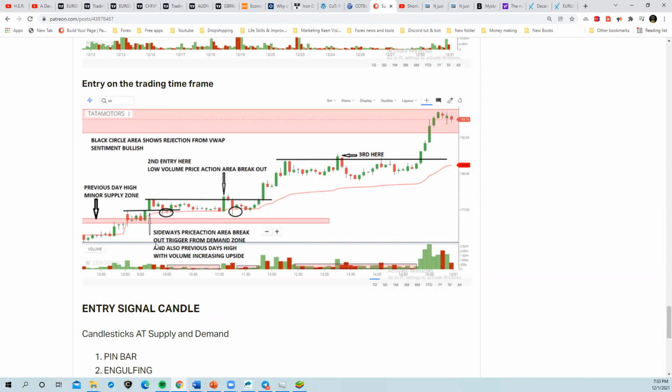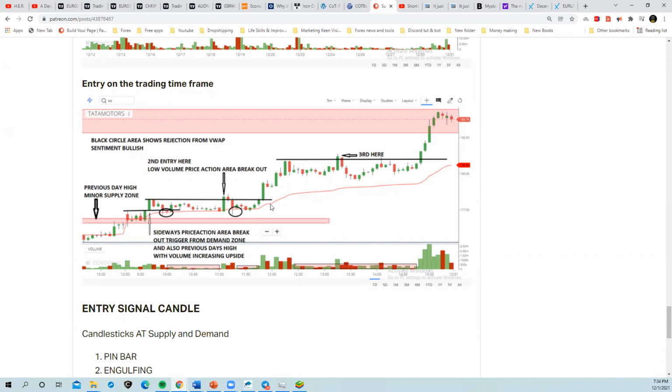Now, sideways price action, breakout trigger from the demand zone, also the previous day's high. So we've got the previous day's high here, get a little bit of a bounce, got that wick there, and start getting increasing volume on the move up. So it's going to look like a great setup or entry. This would be an example of a setup, straight price action with no real indicators except for volume. Find your demand, get the pullback, see the wick, move up, see the increase in volume.